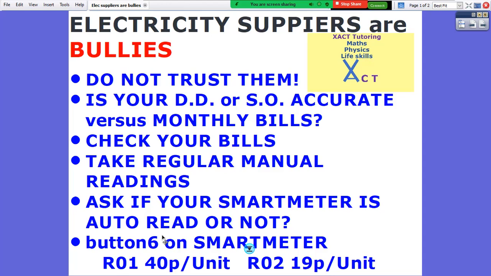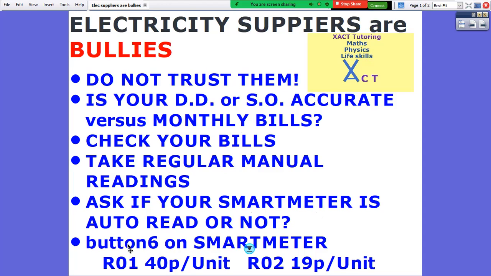Ask if your smart meter can be auto-read or not over the 2G or 3G mobile network via the DCC. It's a private mobile network that only the electricity suppliers have access to. It's not used for voice calls.